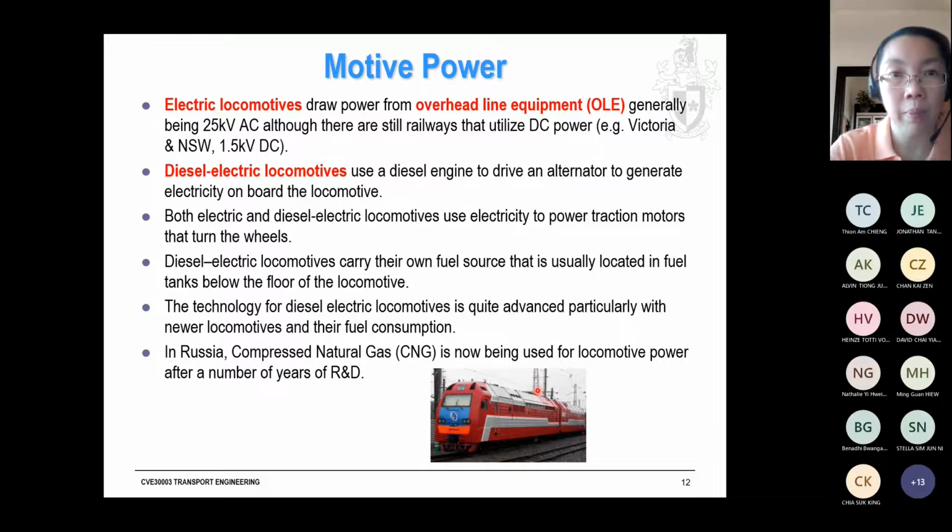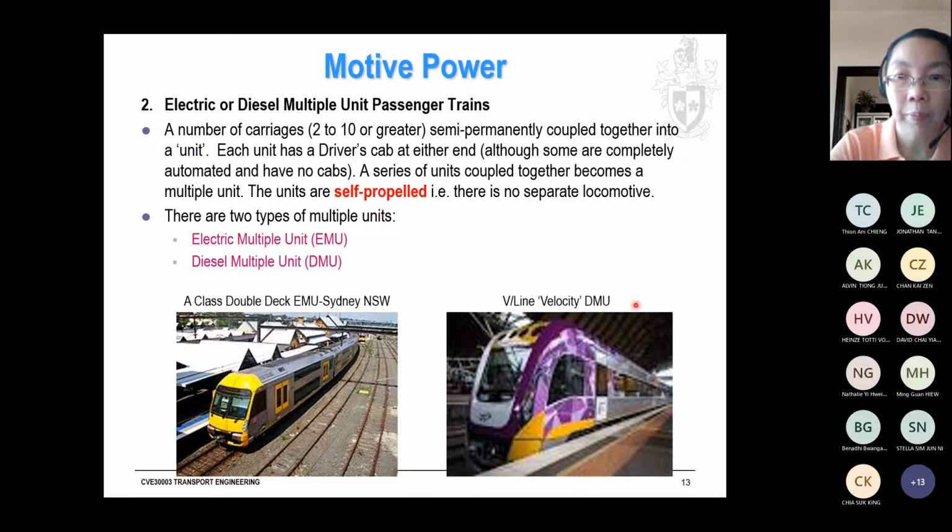All right, so the main point here is that we have electric locomotives and diesel electric locomotives, and these two can have electricity provided to power the train through overhead line equipment. Right, and these are your overhead line equipment. Okay. Then we have a second type of motive power, which is electric or diesel multiple unit passenger trains. Yeah. What is the difference between this and the other one?